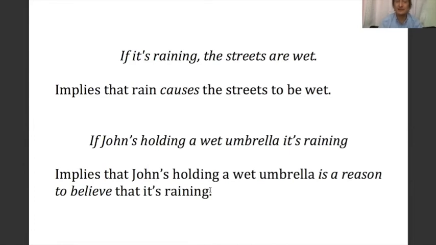Or the sentence, if John's holding a wet umbrella, it's raining. John's holding a wet umbrella certainly doesn't cause rain. But if we know that he's holding a wet umbrella, that's a reason to believe that it's raining. So we make this connection, this inference. We infer, based on his holding an umbrella, that it's raining. That's our conclusion. Arrow says nothing about conclusions, says nothing about inferring one thing from another.